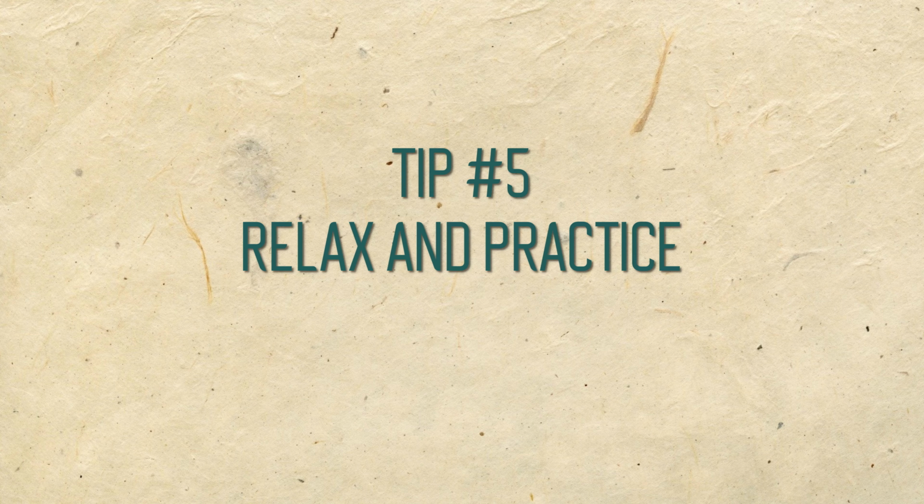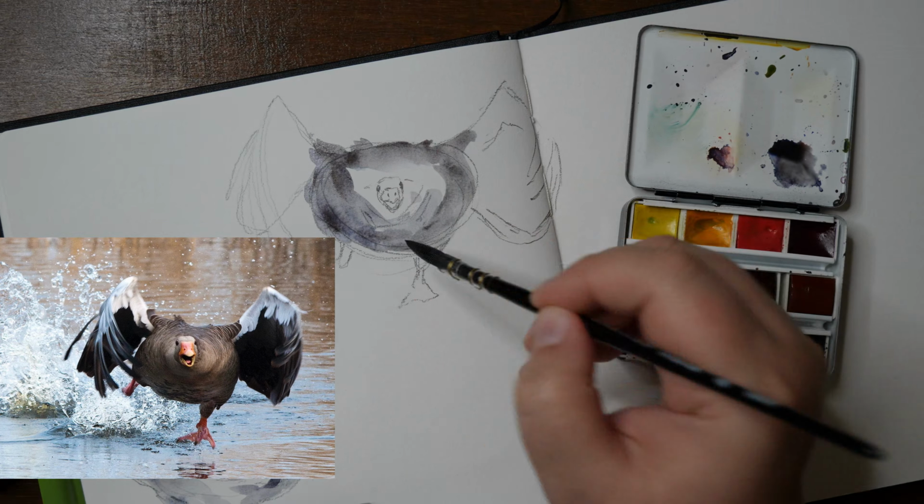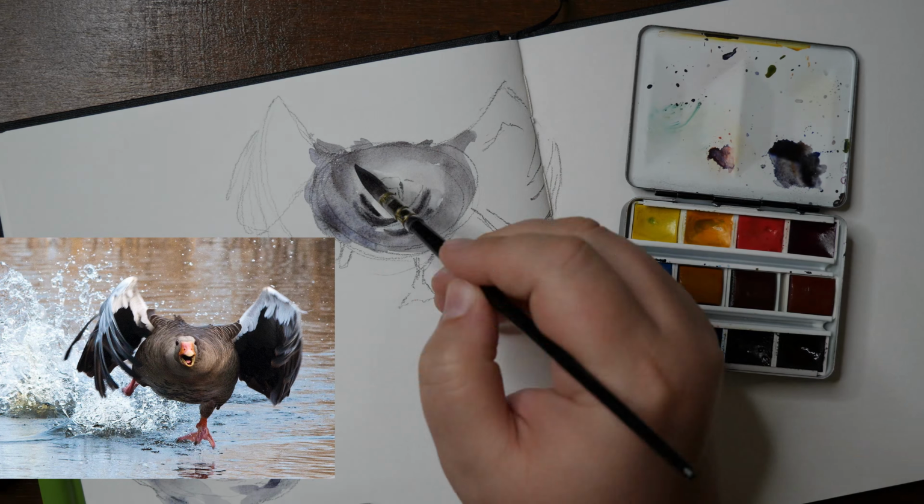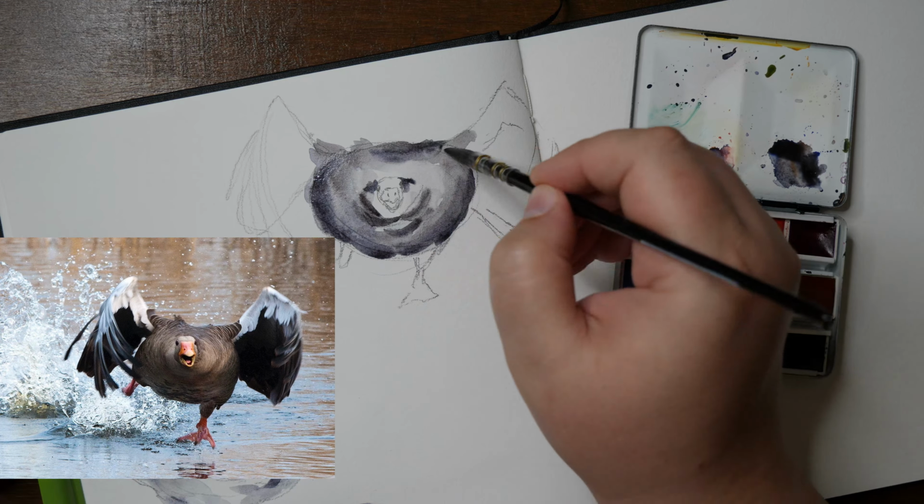Tip number 5. Relax and practice. No one was born a master painter. Most of us have to practice a lot. Practice sketching from reference, observing and painting. Especially the first steps are crucial.